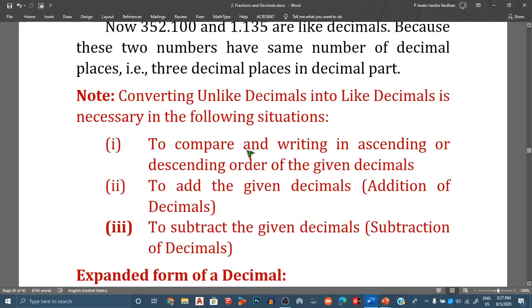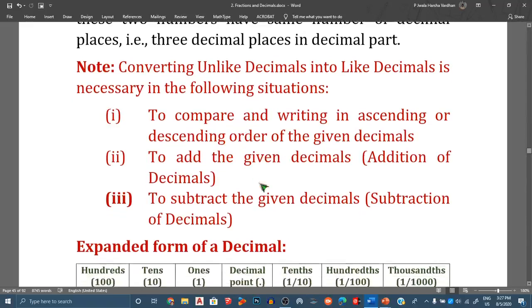You see here, to compare and write in ascending or descending order the given decimals. This is the first use. Like in fractions, the same uses are there here. In fractions also, to compare two fractions, to add two fractions, and to subtract two fractions, we convert the unlike fractions into like fractions.